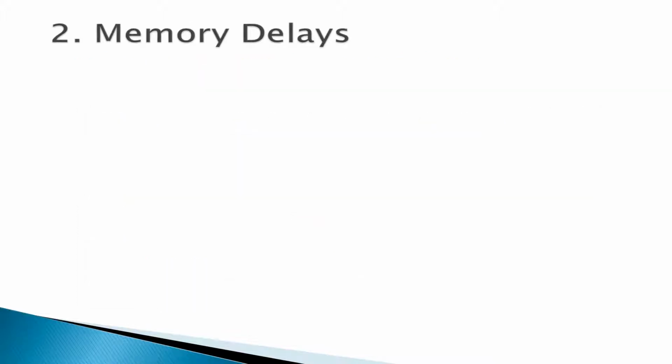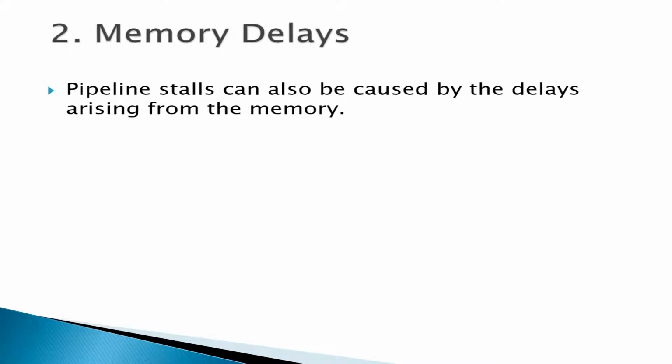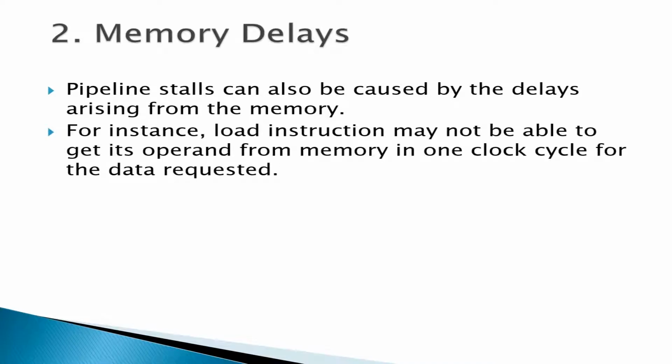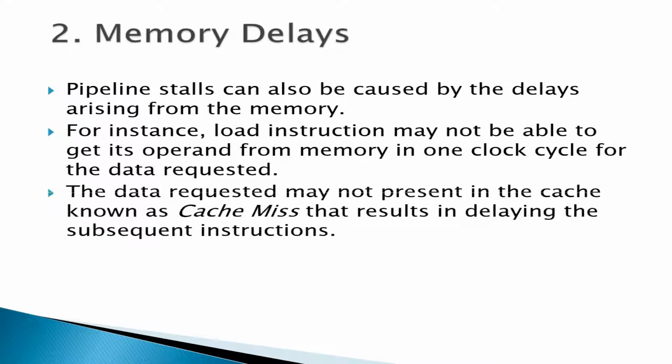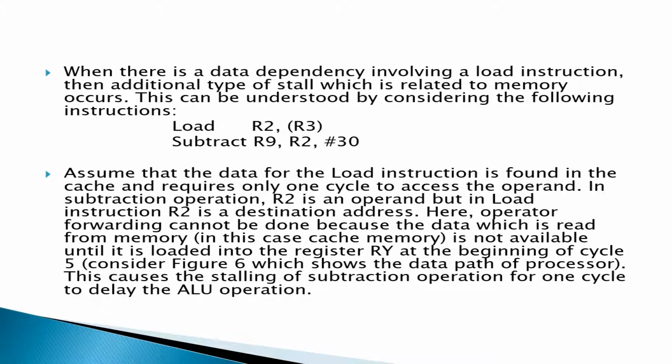2. Memory delays. Pipeline stalls can also be caused by the delays arising from the memory. For instance, a load instruction may not be able to get its operand from memory in one clock cycle. The data requested may not be present in the cache, known as a cache miss, which results in delaying the subsequent instructions. When there is a data dependency involving a load instruction, then an additional type of stall which is related to memory occurs. This can be understood by considering the following instructions.